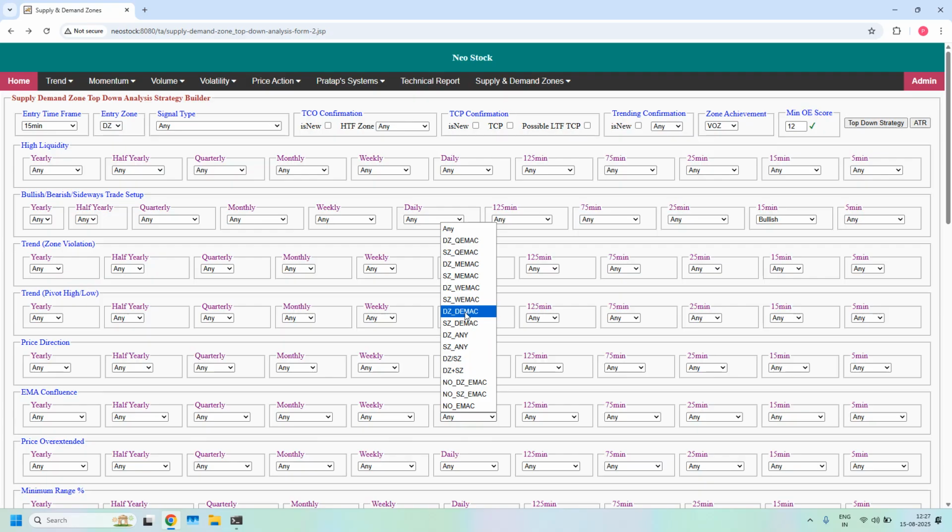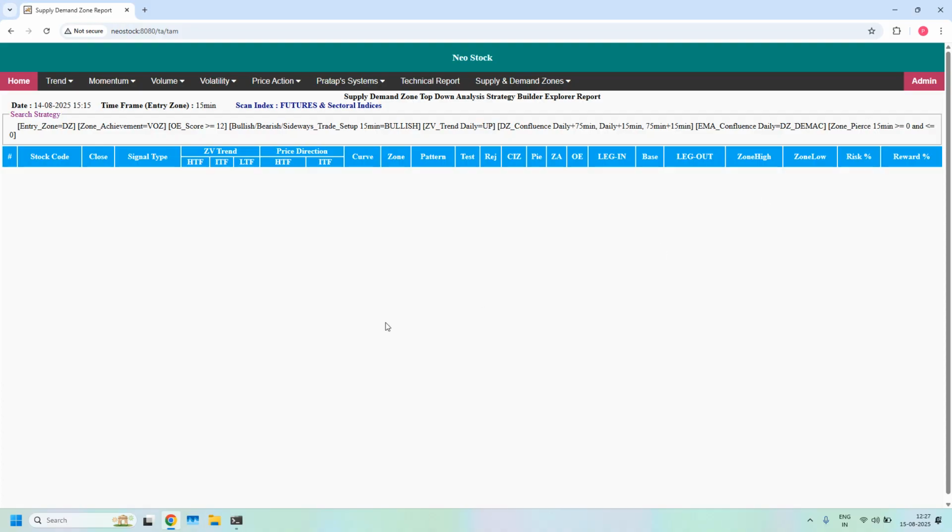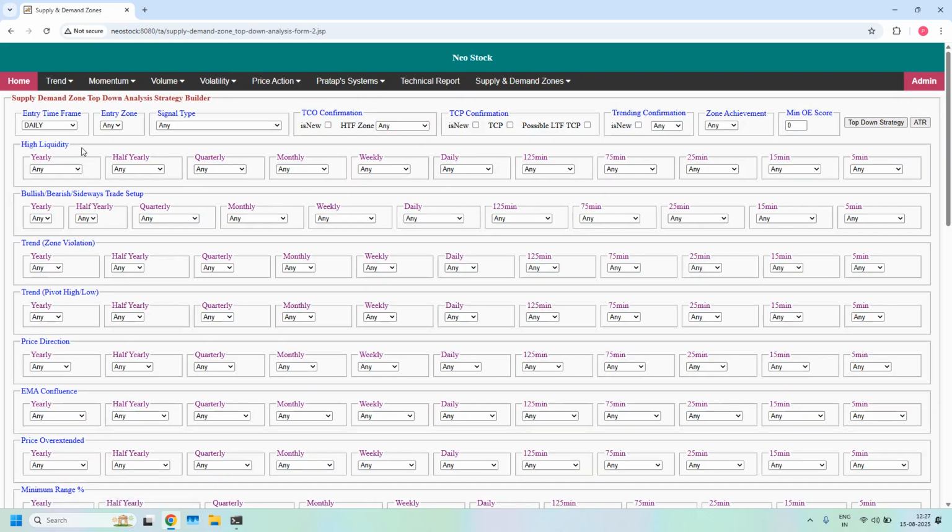That is daily demand zone with daily EMA confluence. At the same time, the trend on the daily should not be sideways, only uptrend because it is a bullish trade setup. So we don't have any high probability. That means in daily income trade, bullish trade setup, we don't have any high probability trade setup 15 minutes demand zones. Okay, next let us look into bearish trade setup for daily income trade. The entry time frame is 15 minutes, entry zone, supply zone.